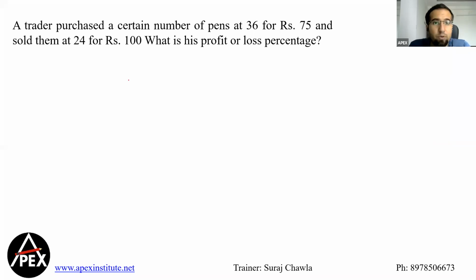Yep, let's see this, guys. So it says a trader purchased a certain number of pens at 36 for rupees 75. That means he's buying the cost price of 36 pens is 75 rupees. Always remember this. See, that doesn't mean that he's buying 36 pens.